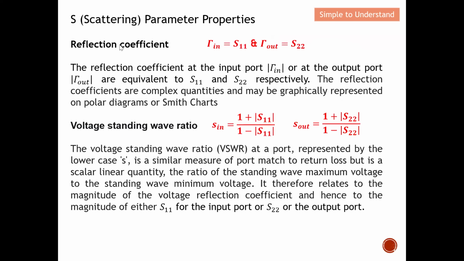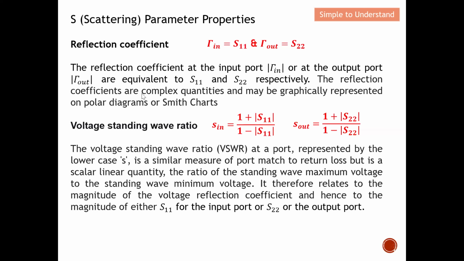Okay, coming to the reflection coefficient. This term should not be new if you have studied S parameters. The reflection coefficient can be described at the input and also at the output. The input reflection coefficient is S11, and the output reflection coefficient is S22. The reflection coefficient at the input port or at the output port equals S11 and S22 respectively, which I have just described.